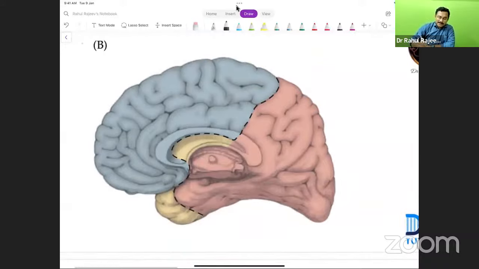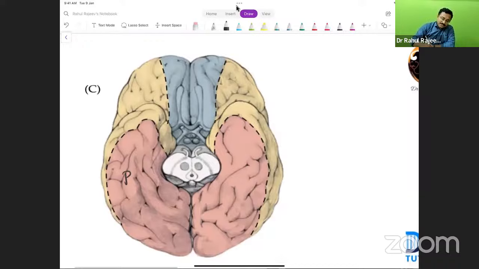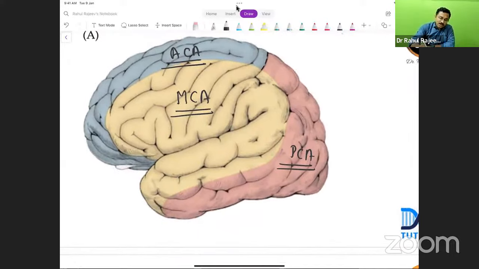What about the medial hemisphere? You've got a smaller contribution from MCA, larger contributions from ACA, PCA, MCA. If you look at the inferior surface, the larger contribution is from the other vessel, that is PCA, then MCA, this is ACA.